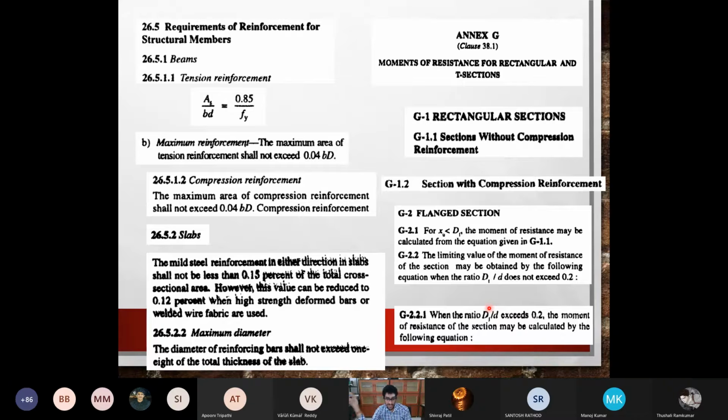Okay, so those 2 cases you have, no? So these two are just an equivalent of that. So approximately they have just related it in terms of df by d instead of df by xu. And when they do that, instead of 3 by 7, you have the number 0.2. So you can use either of this. You can either go by this consideration, or you can go by this consideration.